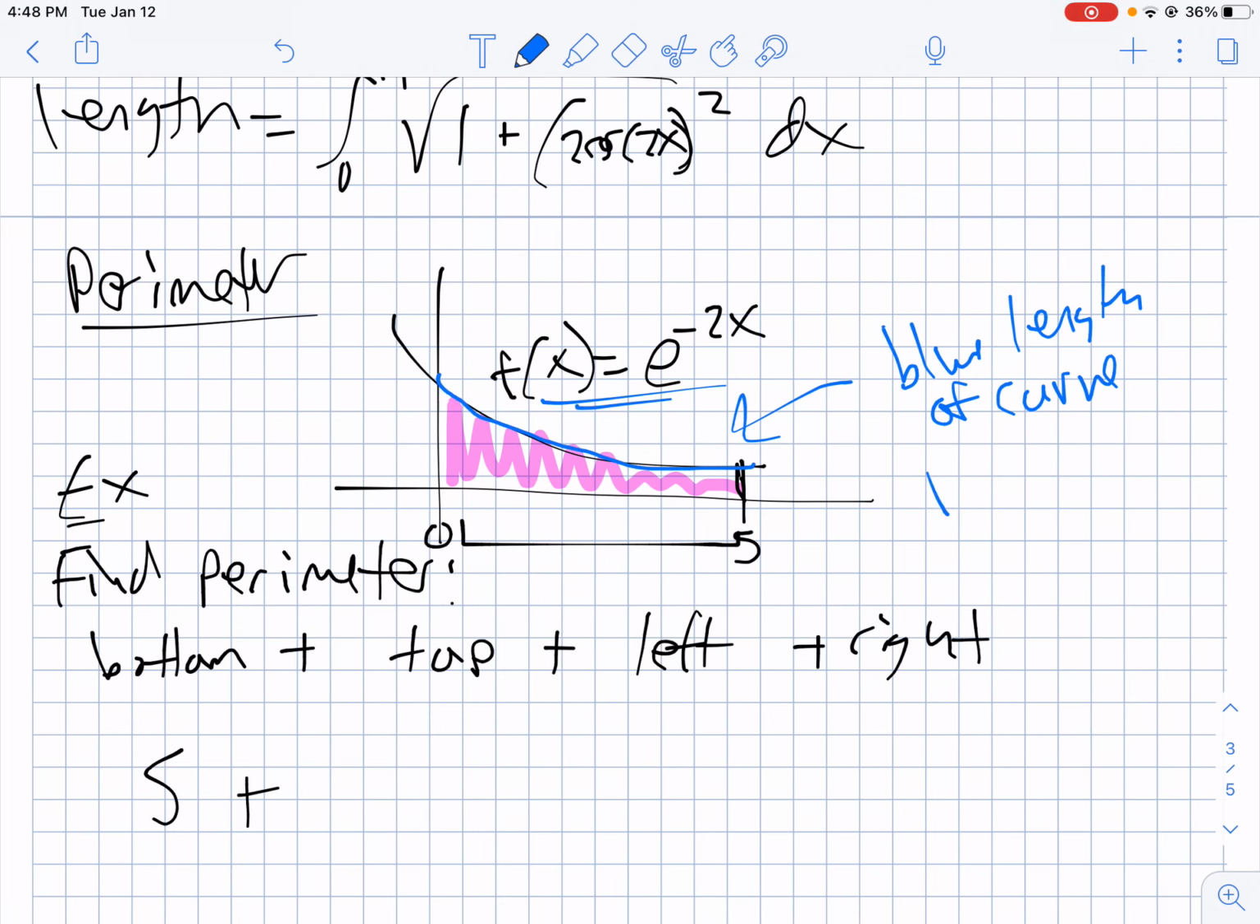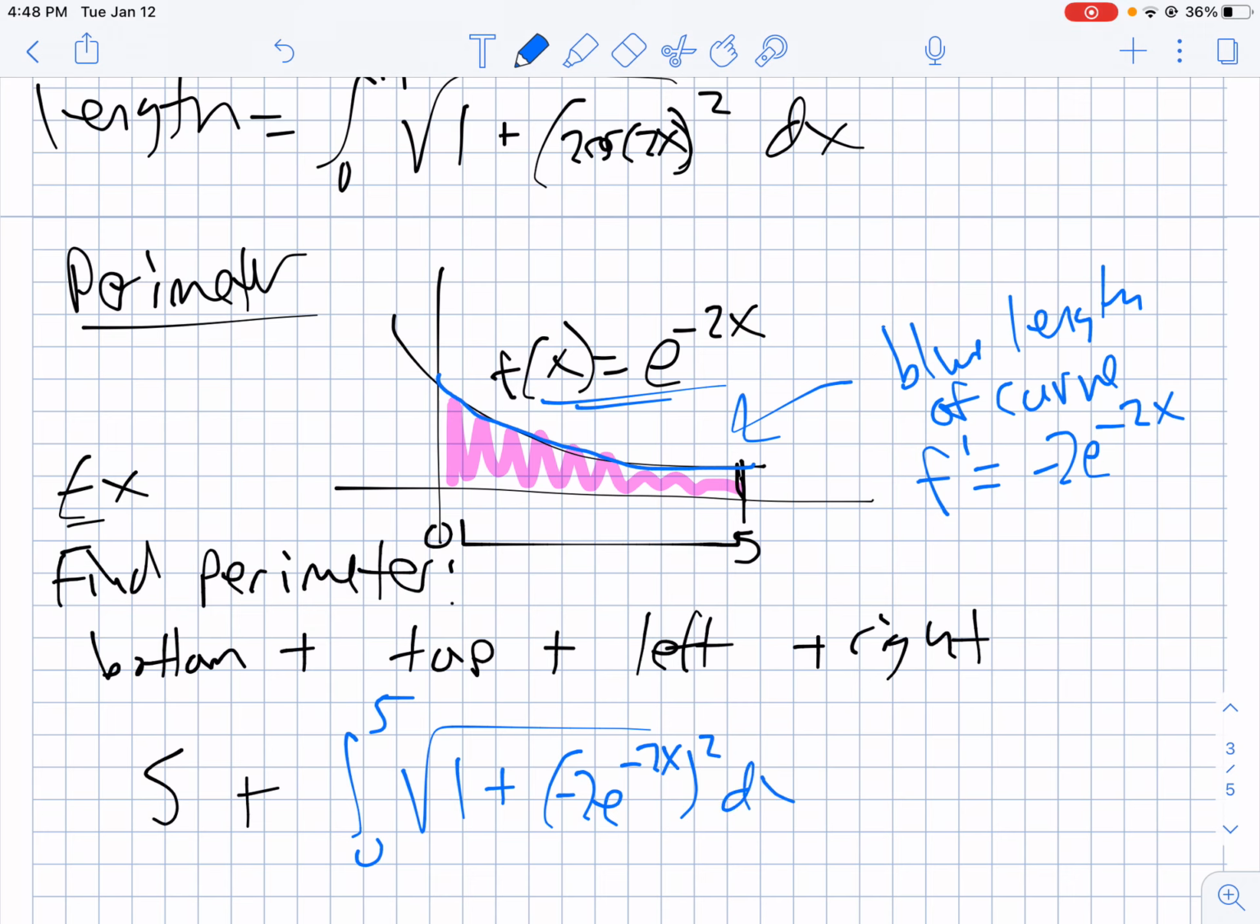If your function is e to the negative 2x, then its derivative is negative 2e to the negative 2x. So when you plug into the formula, you go from 0 to 5 of the square root of 1 plus negative 2e to the negative 2x, squared. Now, the left side is just the height at x equals 0. That height is f of 0, which is e to the 0, which is 1. So let's do 1.